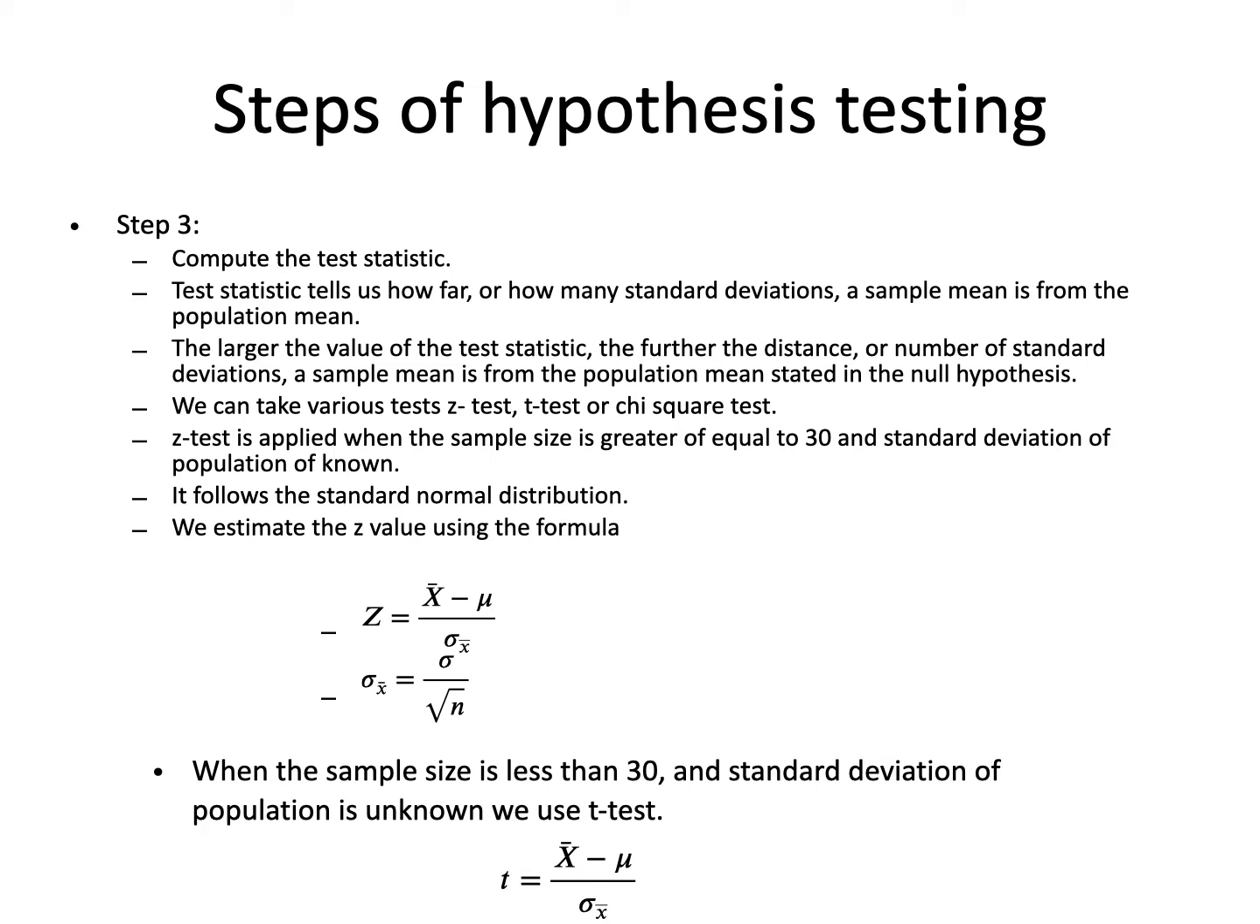Here n is the sample size. When the sample size is less than 30 and the standard deviation of the population is not known, in this case we use the t-test. Here the t-score is obtained as x bar minus mu, where x bar is nothing but the sample mean and mu the population mean, divided by the standard deviation of the sample.